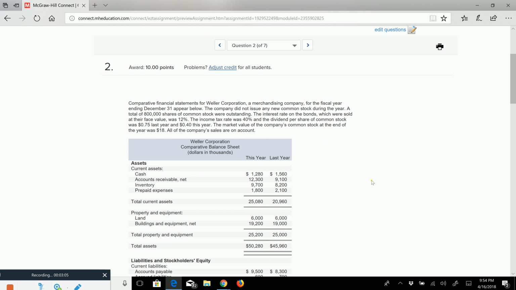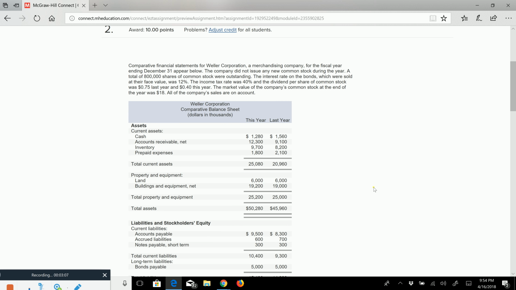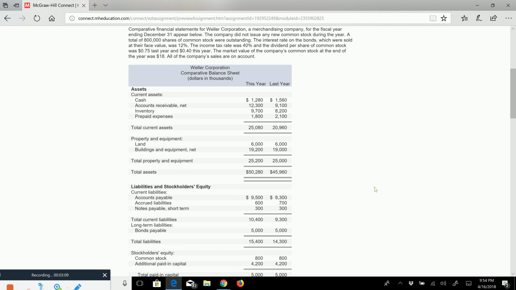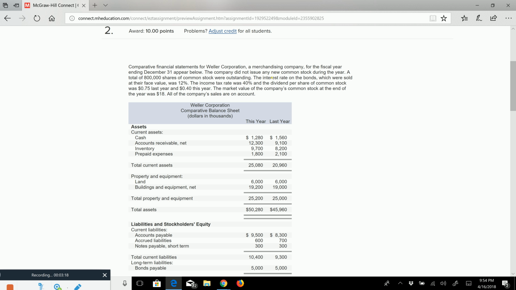Next, we have comparative financial statements, and you're going to see we have both a comparative balance sheet as well as a comparative income statement. We have last year versus this year. All right, the company did not issue any new common stock during the year. They have a total of 800,000 shares of common stock outstanding.